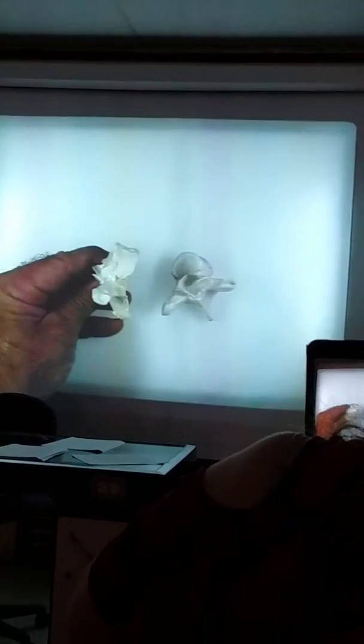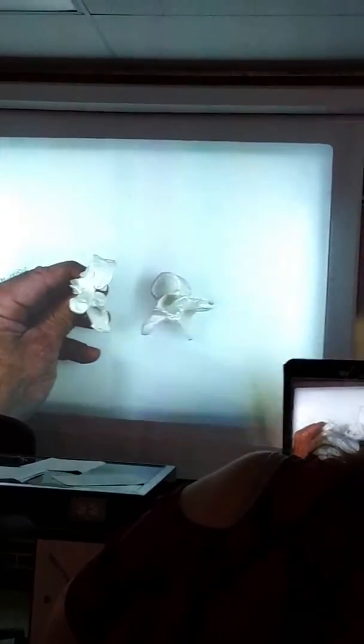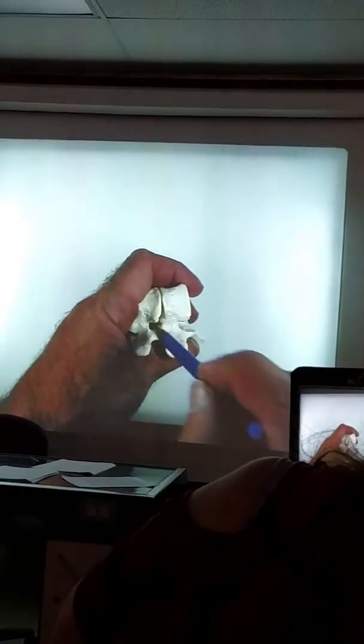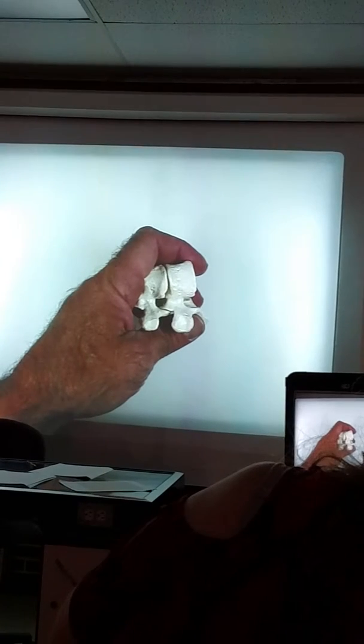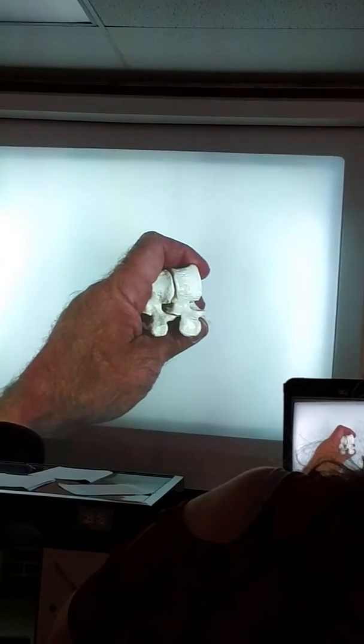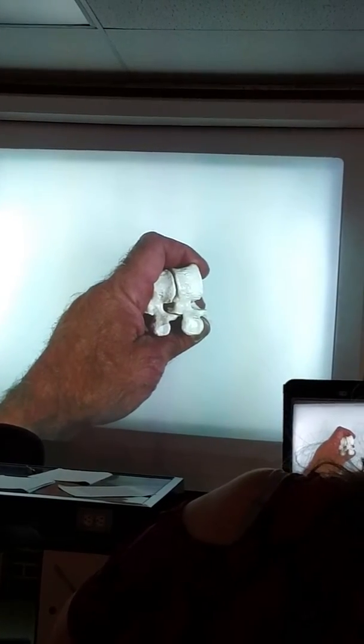Now the intervertebral foramina don't exist in an individual vertebrae. It's a notch. This is a notch. Now watch what happens when I put these together. When I put these together, I make an intervertebral foramen, or plural, intervertebral foramina. They actually don't exist in one vertebrae. It only exists when you stack at least two.